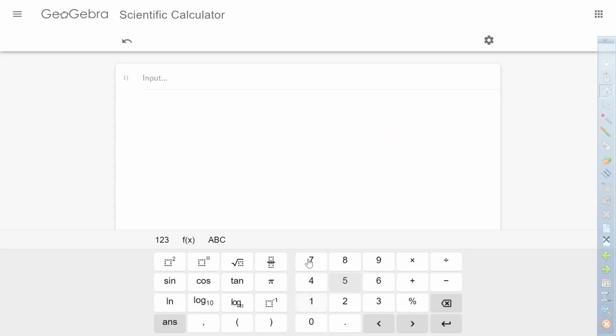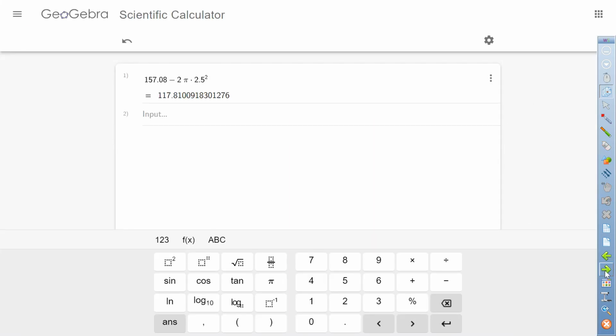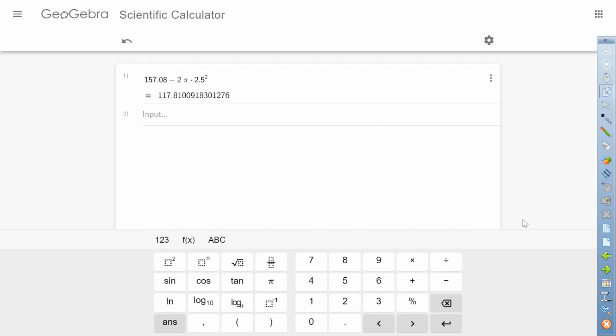So 157.08, and then minus 2 times pi 2.5 squared. Okay, and we're getting 117.81. We're going to leave this in our calculator and then move on to the next step. Just as a placeholder, let's write some of this, 117.810. But we're mostly just going to leave this in our calculator.